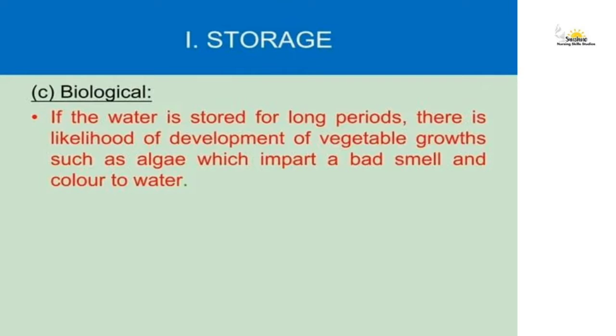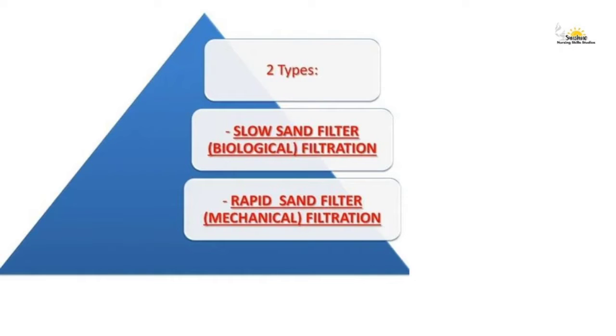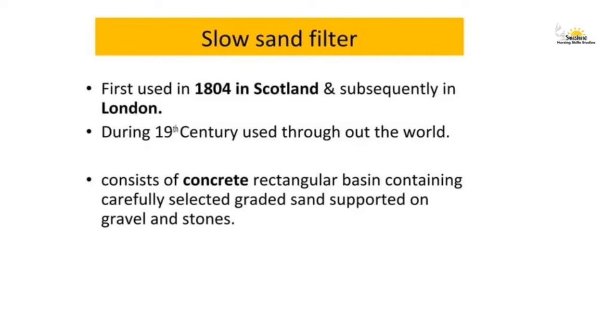Now let us know about the second stage under this large scale water purification, and the second stage includes filtration. What is this filtration? It is one of the oldest methods through which the bacterial count is reduced by 98 to 99%. So there are two types. One, slow sand filtration, which is biological filtration, and another one is rapid sand filtration, which is mechanical filtration.